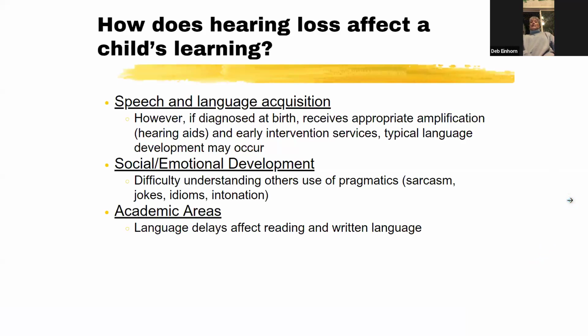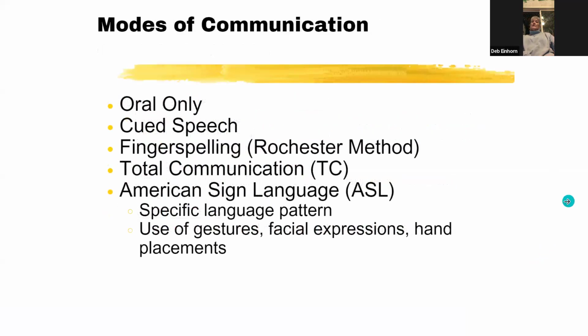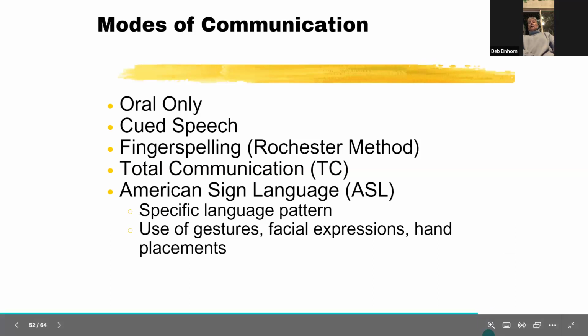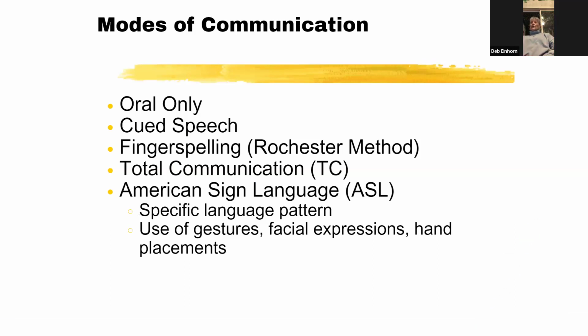They're going to have delays in academic areas because of their reading and written language issues. So they're going to need accommodations and modifications in all those areas. And they may have different ways of communicating. And so the kinds of things listed on this slide are the oral, they may use oral language only.